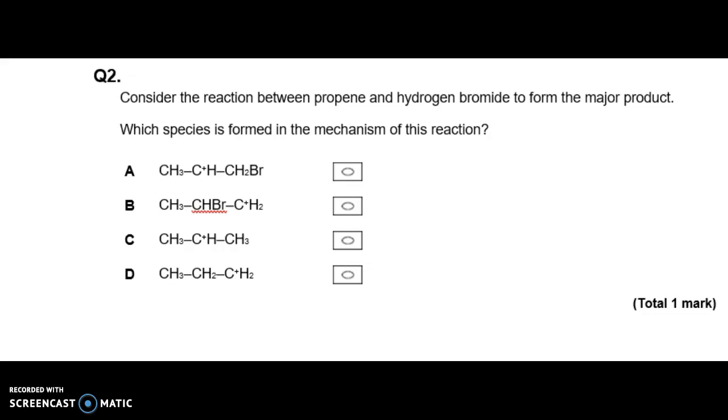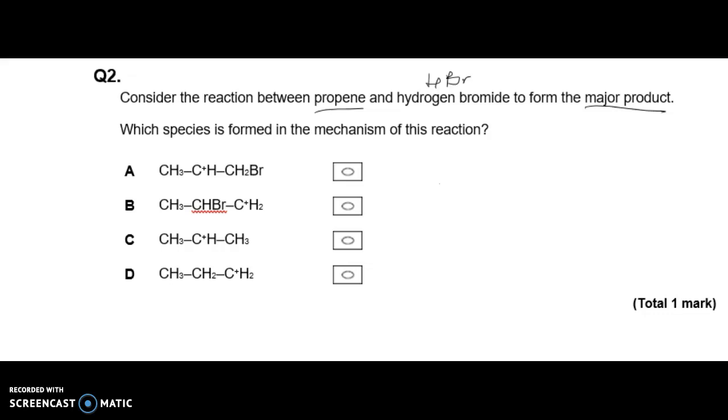In this multiple choice question, we look into the reaction of an alkene with HBr, and the key word here is to look at the major product. So that's a common trap that you need to be careful about. So the question is about the major product of propene with HBr.